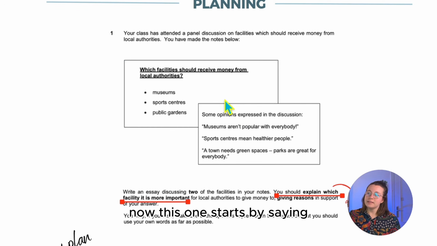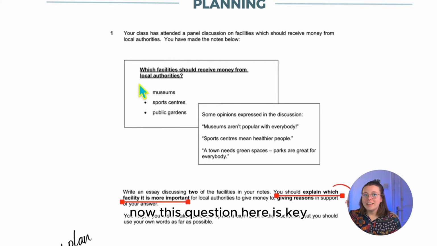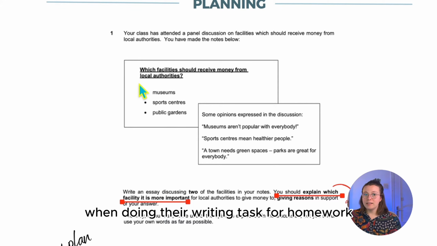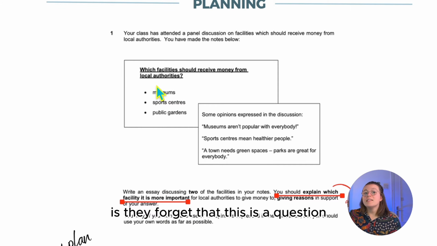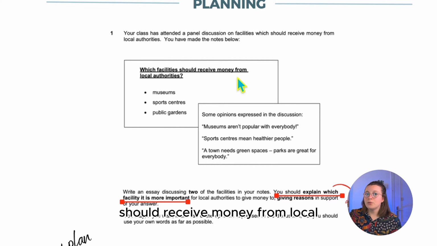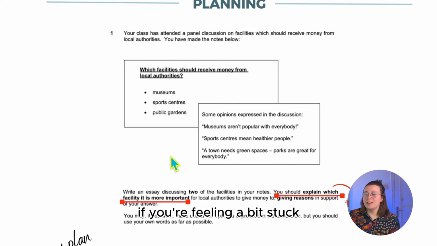Now, this one starts by saying, your class has attended a panel discussion on facilities which should receive money from local authorities. You have made the notes below. Now, this question here is key. And I want you to really read it well because one of the most common mistakes I see my students make when doing their writing tasks for homework is they forget that this is a question which needs to be answered. Which facilities should receive money from local authorities? Museums, sports centres, or public gardens? Now, we've got some extra notes here which might help stimulate those ideas if you're feeling a bit stuck.